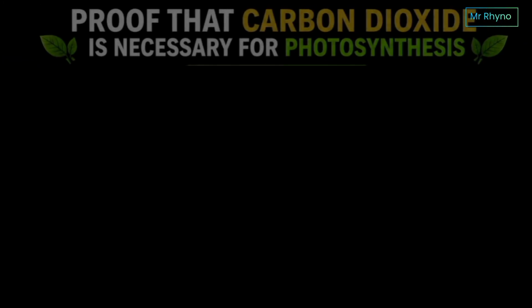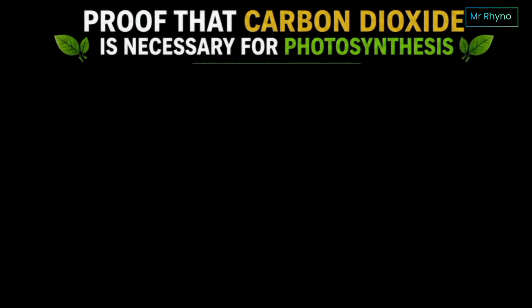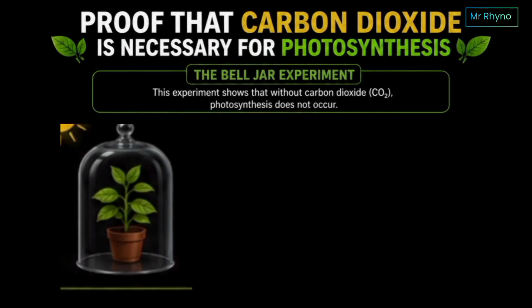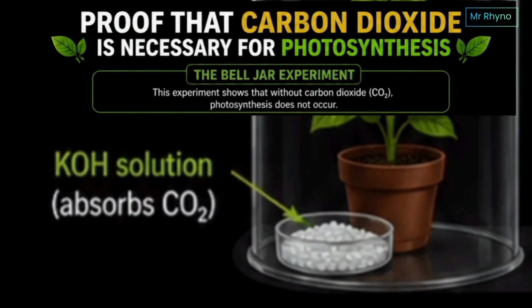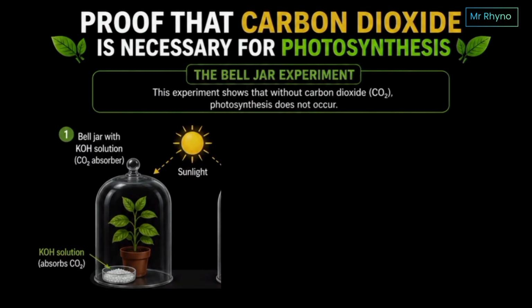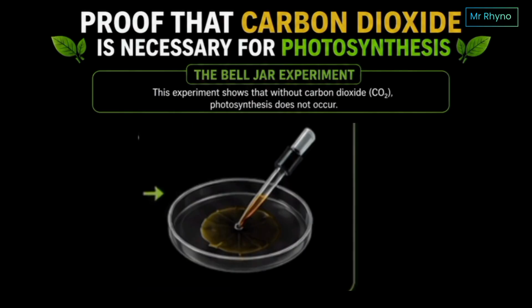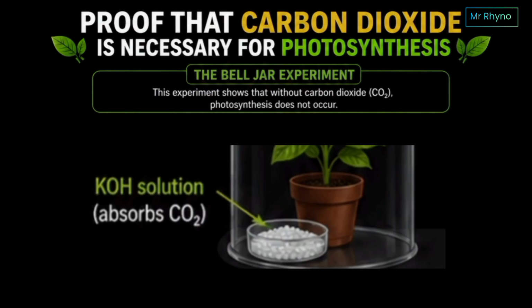Activity number 2, prove that carbon dioxide is needed for photosynthesis, and we are going to use the bell jar experiment. Step 1, we place a potted plant in a transparent airtight bell jar. Step 2, inside the jar, also keep a watch glass containing potassium hydroxide, which absorbs carbon dioxide. Step 3, keep the apparatus in sunlight for a few hours. Step 4, test the leaf with iodine. The role of potassium hydroxide in this experiment is to absorb all carbon dioxide present in the jar, so no carbon dioxide is available for the plant.